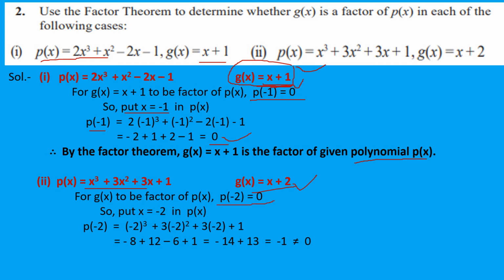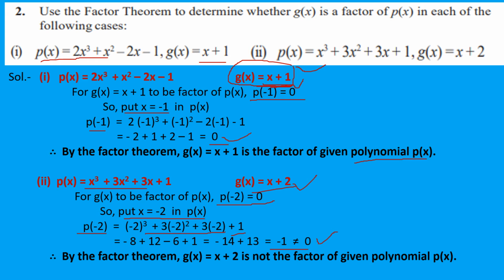So we will put x equals to minus 2 in p(x). So p(-2) equals (-2) whole cube plus 3 into (-2) whole square plus 3 into (-2) plus 1. And after solving it, we are getting minus 1, which is not equal to 0. That means by the factor theorem, g(x) is not a factor of the given polynomial.